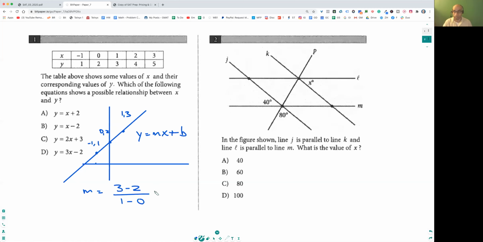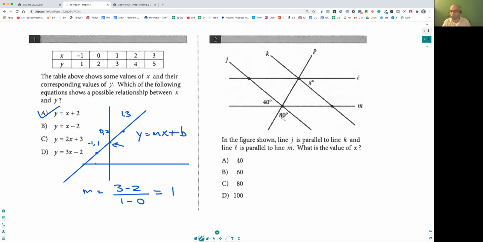And if you don't know this, you have to attend my regular sessions. But then m is equal to 1, and b is the y-intercept right over here, which you know is 2. And so that's the correct answer. There are a variety of ways of doing this. Now let's look at this one.